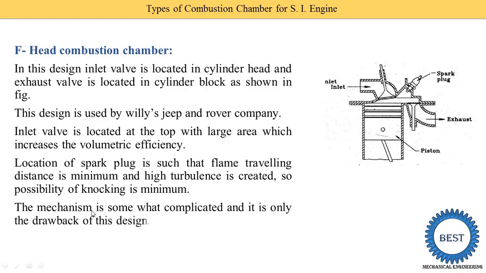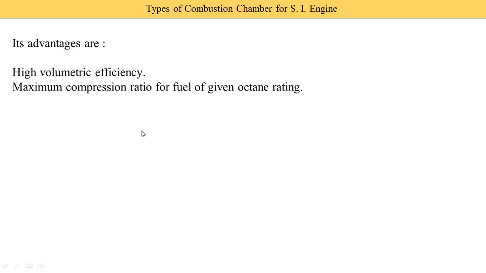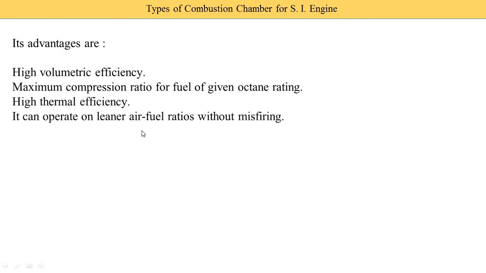The mechanism is somewhat complicated. It is the only drawback of this design, means the mechanism is complicated. Again we require two camshafts for operating the inlet valve as well as the exhaust valve, and the design is also complicated. Its advantages are high volumetric efficiency, maximum compression ratio for a fuel of a given octane rating, and high thermal efficiency. It can operate on a lean air fuel ratio without misfiring. Means if the air is higher and the petrol is lower, at that time it gives good performance without misfiring.